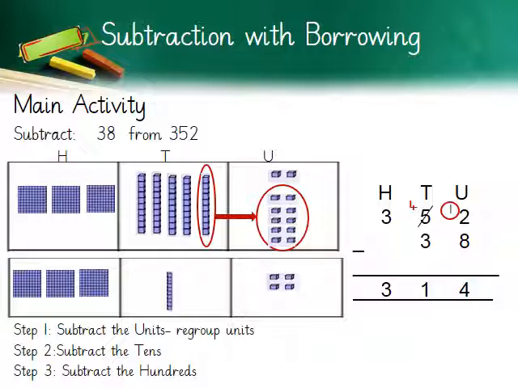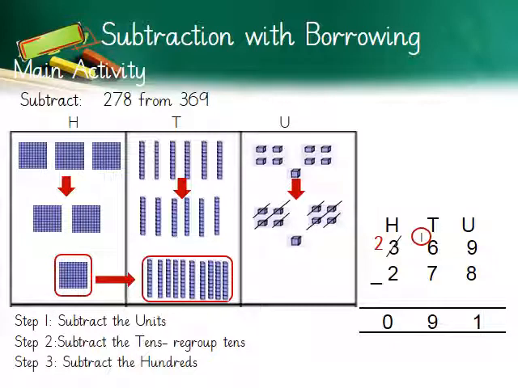Next, subtract the tens. 4 minus 3 is equal to 1. And at the end, subtract the hundreds. 3 minus 0 is equal to 3. In this way, our answer is 314.